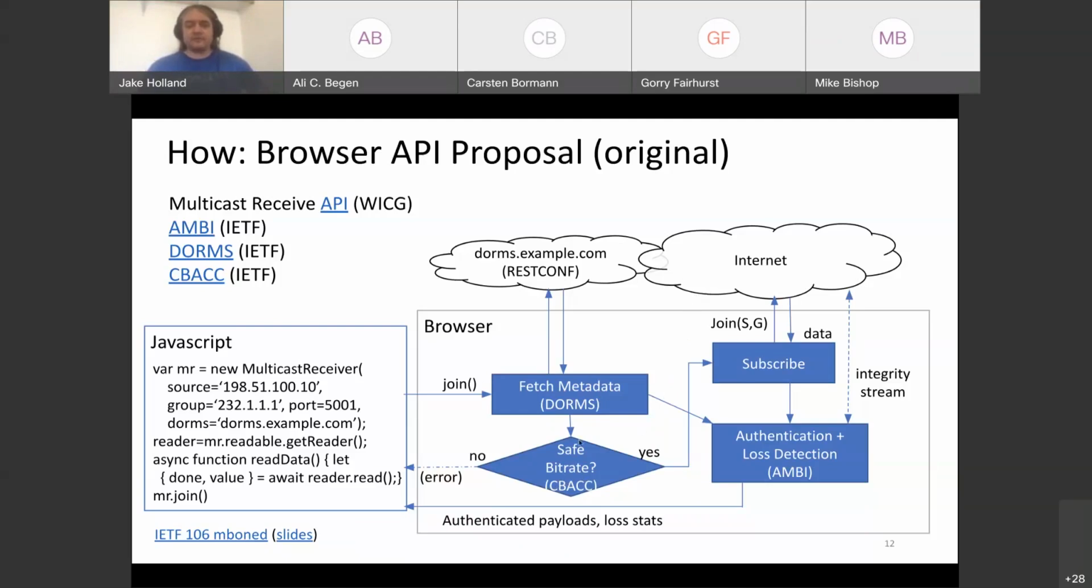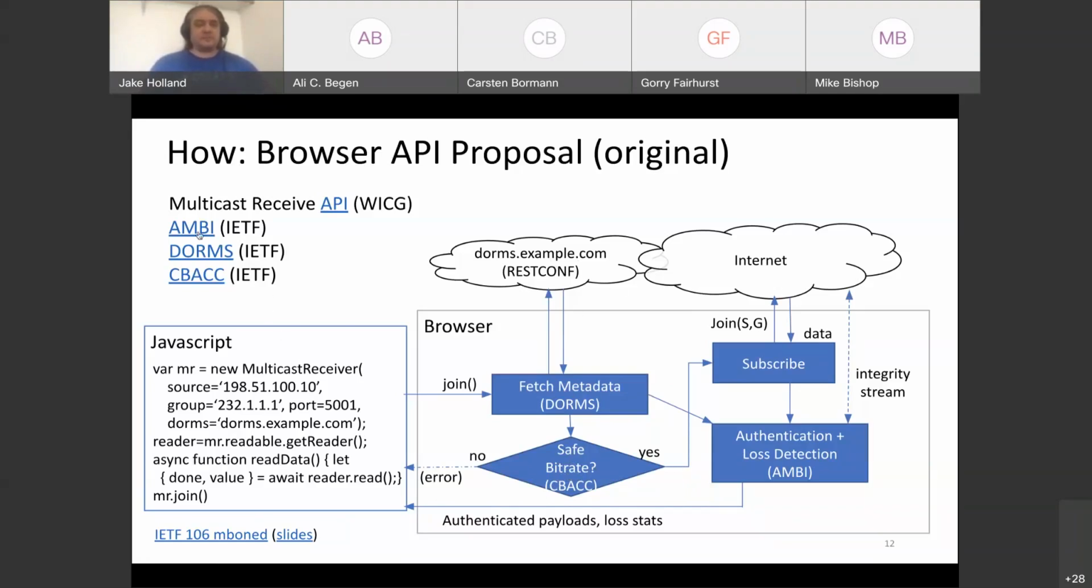There are a few other things, like how you do the provisioning at different layers in the network and also at the endpoint. For the browser API, you can fetch the metadata that says how big this thing is going to be before you join it. And you can use signals that you've collected previously, like whether this is going to be bigger than what my network can support, and make a determination about whether or not to accept the multicast stream before propagating the join.